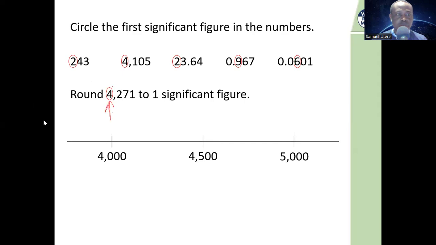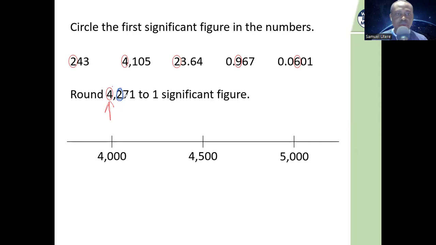Let me look at what's next to it. Let's use a different color. I like blue. Let's see what's next to it to see whether it is less than 5. If it is, we don't need to do anything. Everything else will become 0 and that number will stay the same.